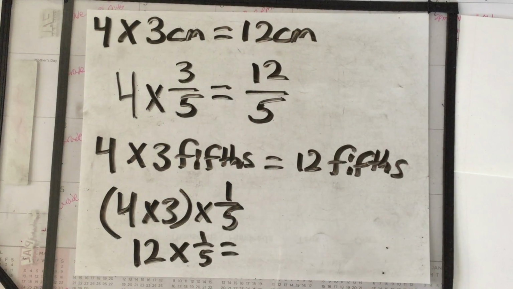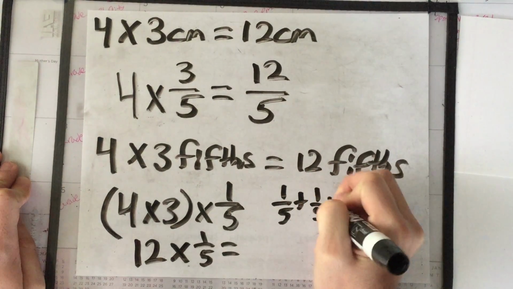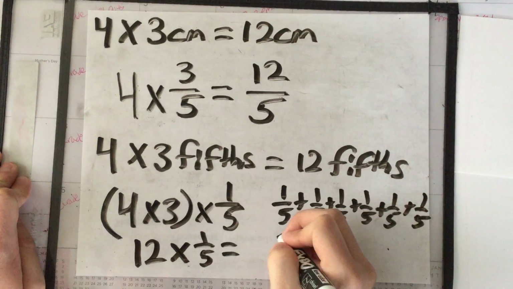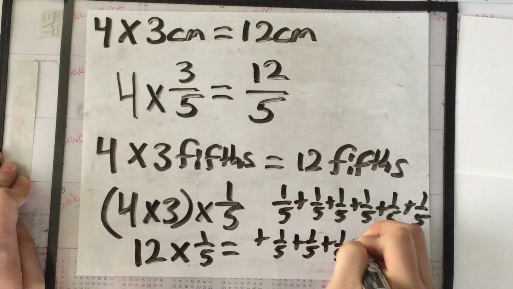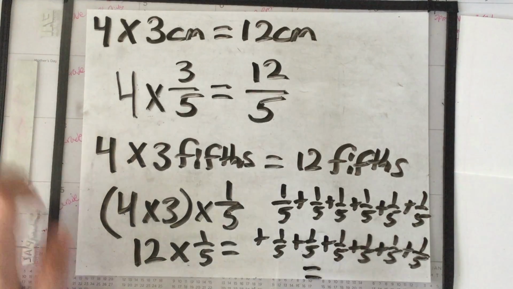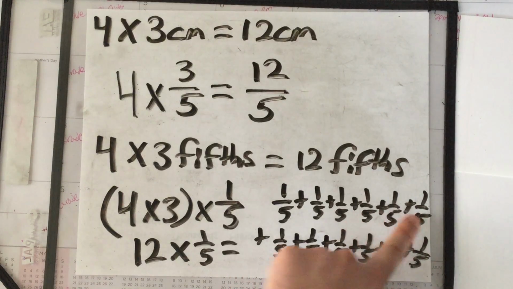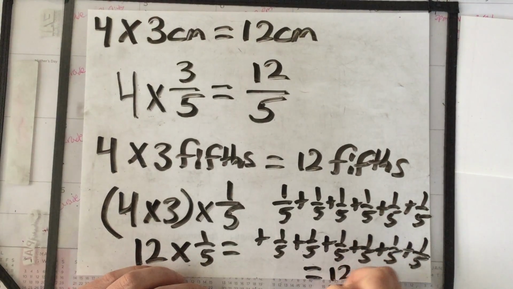And then, thinking back to when we first started doing multiplication, we used repeated addition, which means we would have something that looks like this. 1/5 plus 1/5 plus 1/5 plus 1/5 plus 1/5 plus 1/5 plus 1/5 plus 1/5 plus 1/5 plus 1/5 plus 1/5 plus 1/5. That's a lot to write out. But if we count them up, 1, 2, 3, 4, 5, 6, 7, 8, 9, 10, 11, 12/5.